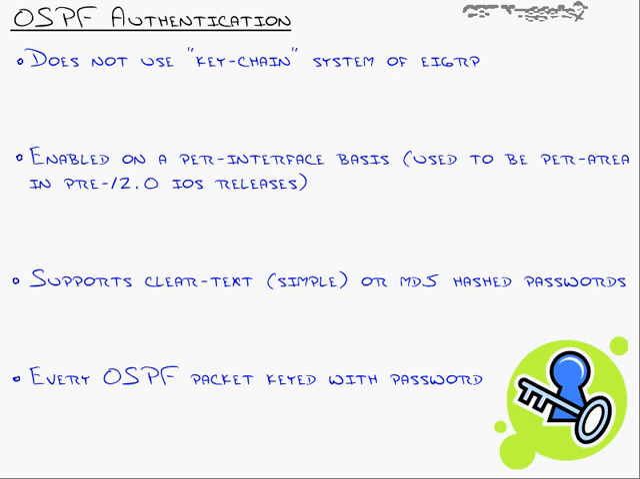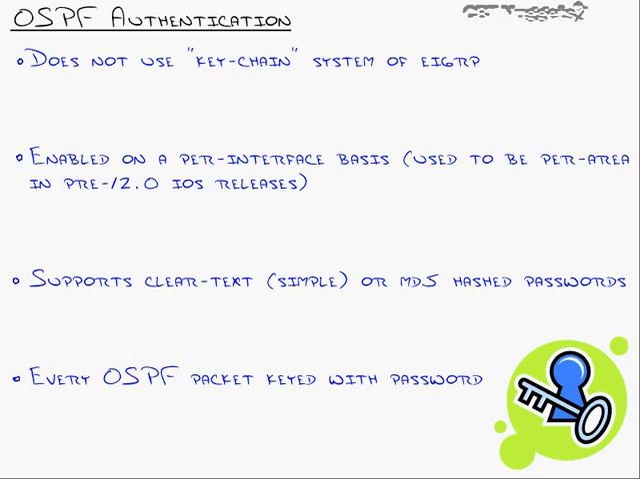Now, before IOS 12.0, it was much more difficult because it was on a per area basis. All the routers in the same area had to supply the same password. You can imagine what a nightmare that would be to change passwords because you could have 50 or 100 or more routers in an area that you would have to modify every so often to rotate those passwords.